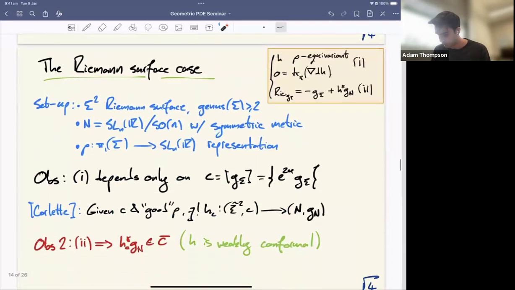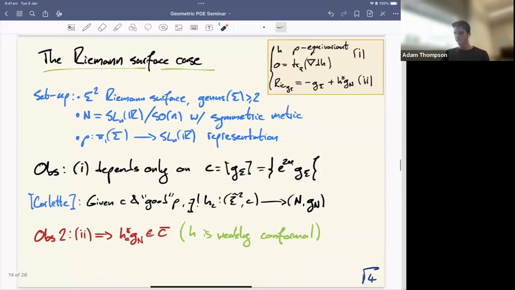Okay, and then if you remember my existence theorem before, so there were several names there. In particular, I'm going to use the result of Corlette. Then given a conformal class on my domain and a good rho, so this is a rho satisfying the correct condition, then there exists a unique twisted harmonic map coming out of this Riemann surface with this given conformal structure. Okay, so I call this H sub C.